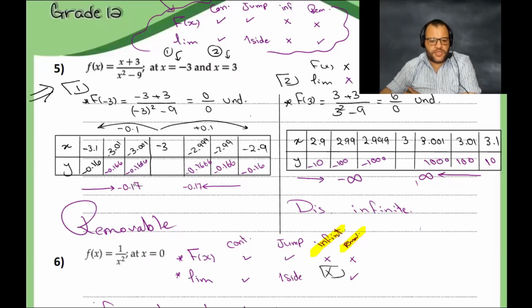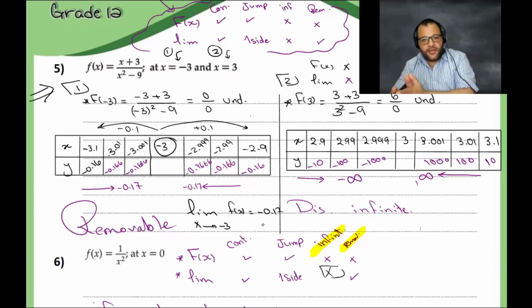I can't hear you for the last part. The negative 0.17. Yes, sir. It's not approaching negative 3. What is the negative 3? X or Y? That's x. When x is approaching negative 3, the function is approaching negative 0.17. X is going to negative 3, then the function is going to negative 0.17. What is the relation? Y is dependent on x.